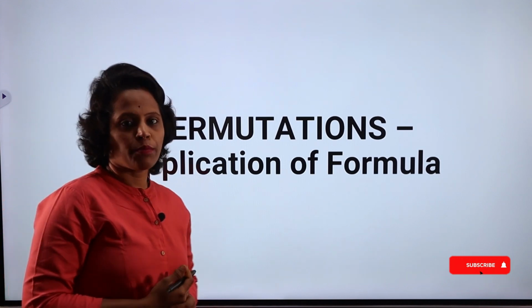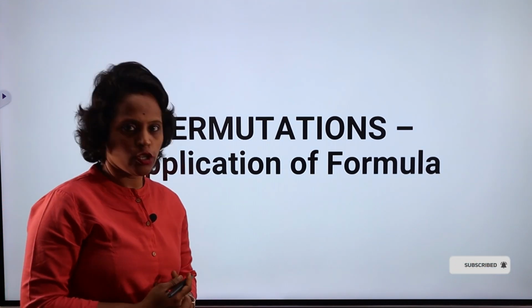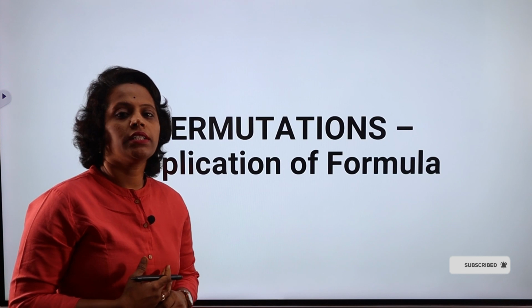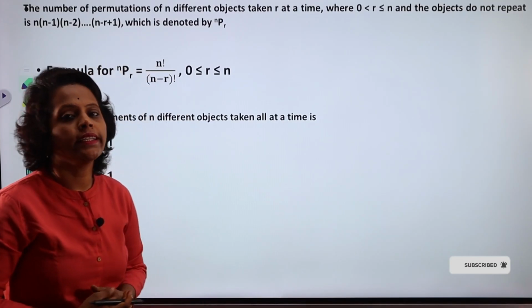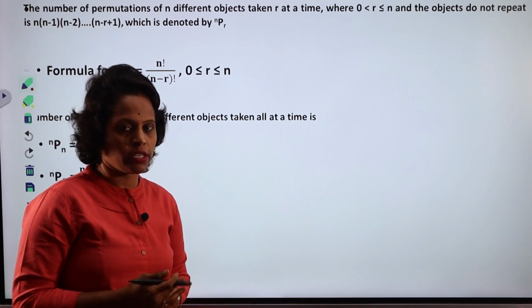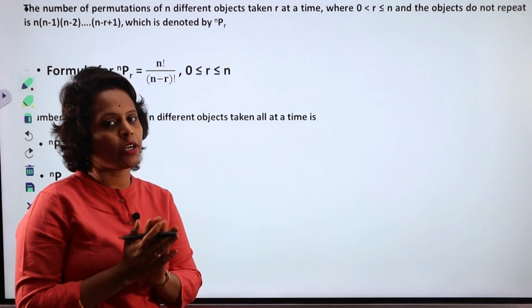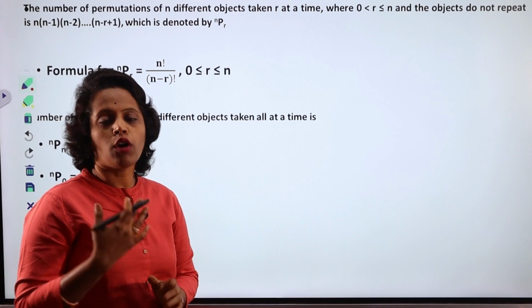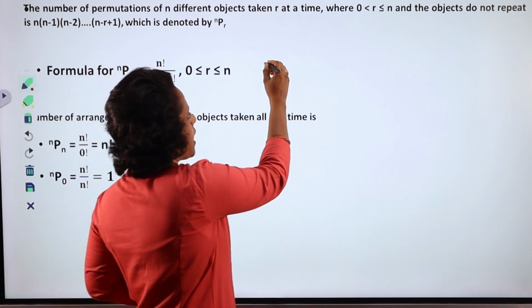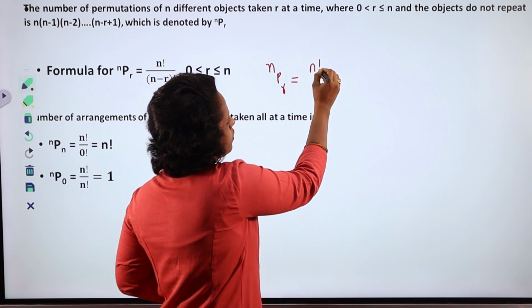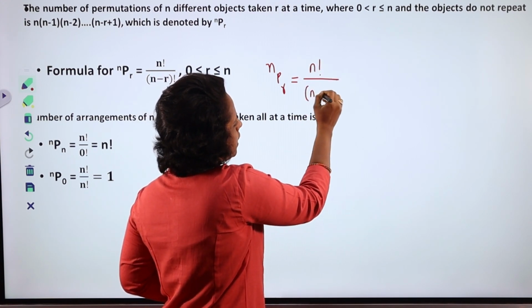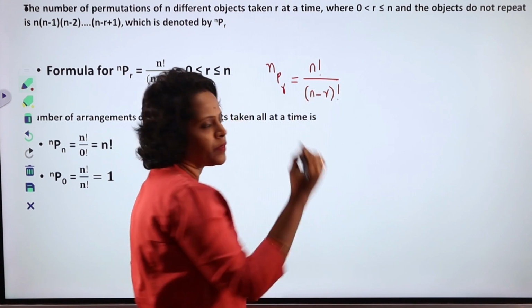Hi, today's topic is permutations and application of formula: how to solve permutation problems using the direct formula. What we learned in the earlier video is what a permutation is. Basically, permutation is an arrangement of objects, okay? And the formula for permutations, as I have told you, is nPr equals n factorial divided by (n minus r) factorial, okay?